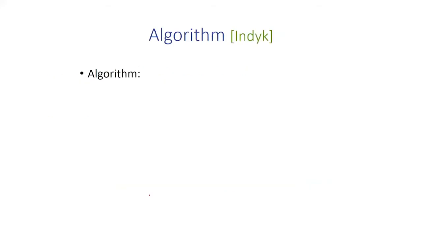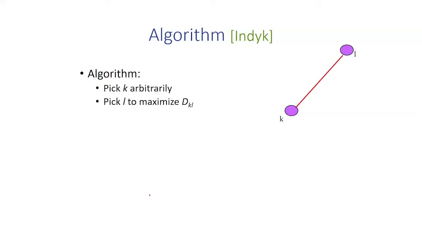Okay, so here's the algorithm. Thanks, Piotr, for this algorithm. I'm going to just pick a starting point arbitrarily, k. If you want, set k equal to the first node in the graph, the first point in the space. So I picked k, that's a row in the matrix. I'm going to go down the row and find the biggest entry in that row. The biggest entry is going to give me L that maximizes DKL. So L is the farthest point from K. And I'm just going to output DKL. That's the whole algorithm.